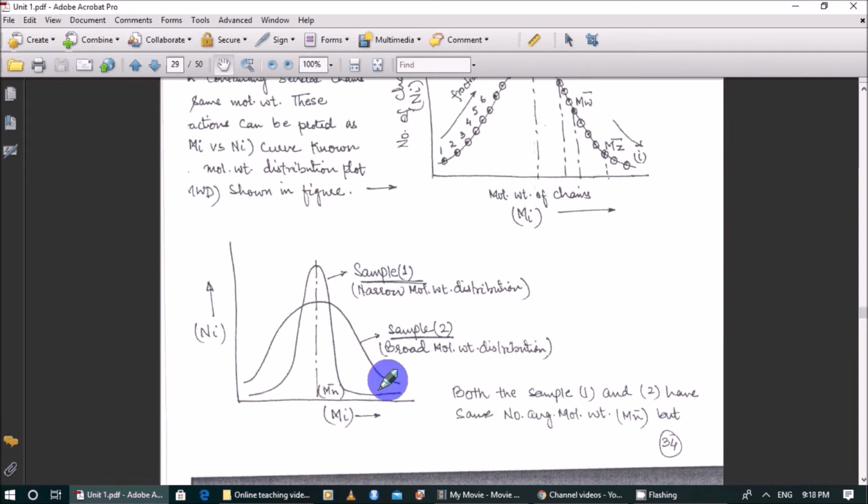less molecular weight, whereas the highest molecular weight chain, this is the highest molecular weight chain here. So the difference between smallest and highest molecular weight polymer chain is very broad. That's why this is known as the broad molecular weight distribution. Whereas in case of narrow molecular weight distribution, the variation in the smallest and the largest molecular weight is not as high as compared to broad molecular weight distribution curve.